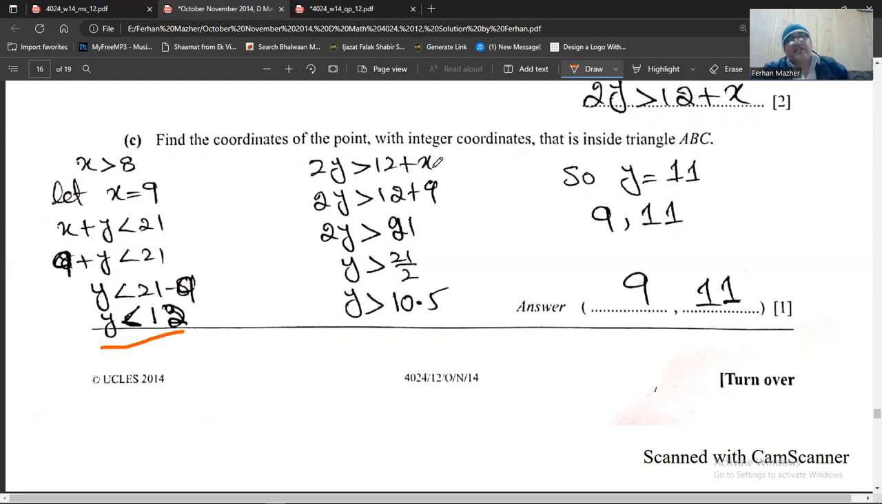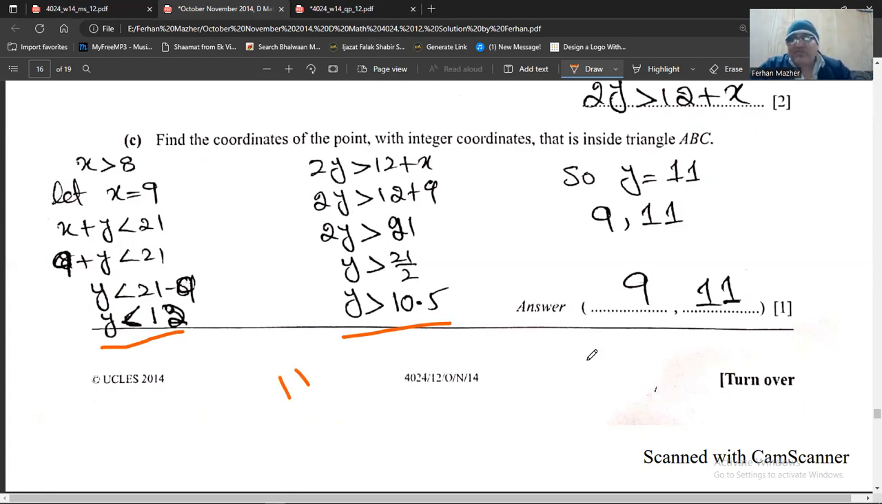2y is greater than 12 plus x. So 2y is greater than 12 plus 9. So 2y is greater than 21. So y is greater than 21 by 2, so y is greater than 10.5. So that means the value of y should be greater than 10.5 and less than 12. So it will be 11.